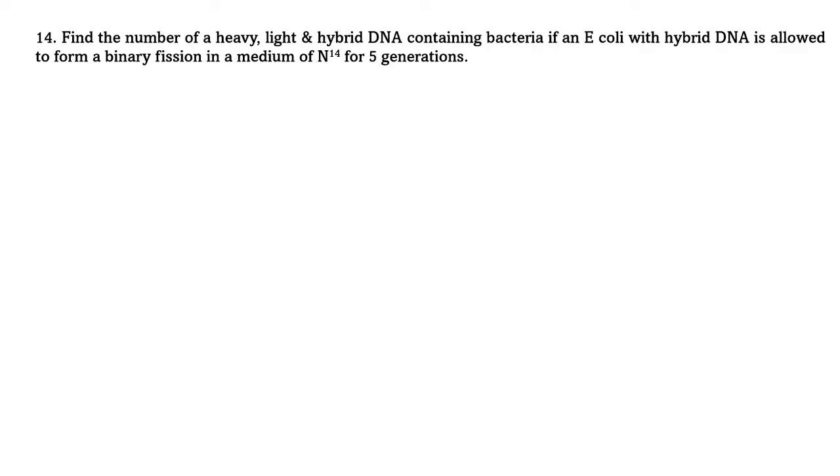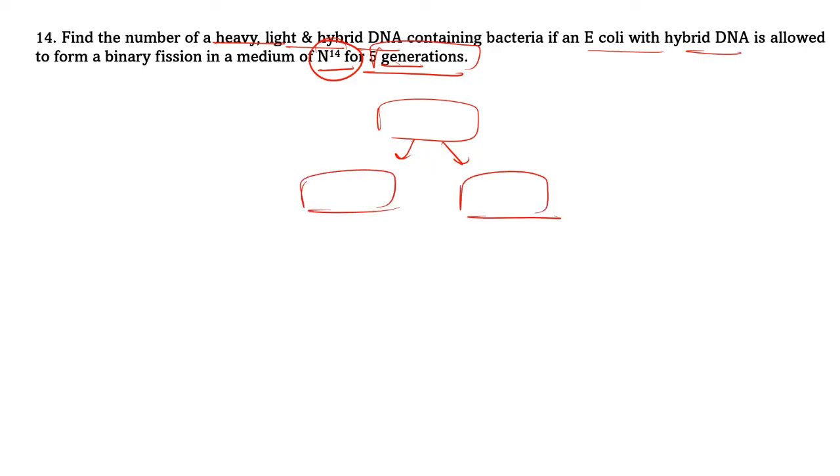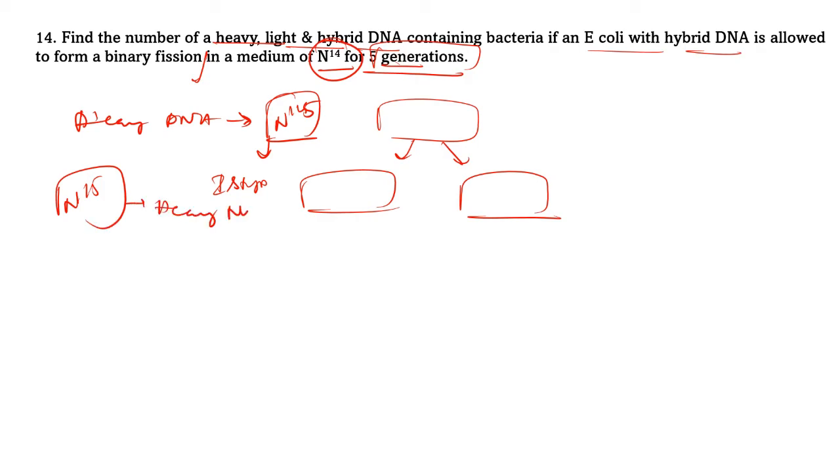Next one. Find the number of heavy, light and hybrid DNA containing bacteria if an E. coli with the hybrid DNA is allowed to undergo binary fission in the medium containing N14 for 5 generations. Binary fission is nothing but getting 2 daughter cells from a single bacterium, a mode of reproduction in bacteria. This is simple. Let me talk about the heavy, light and hybrid DNA. What do you mean by heavy DNA? It is simply DNA replicated in a medium containing heavy nitrogen, the heavy isotope of nitrogen, N15. That is why the name heavy DNA.